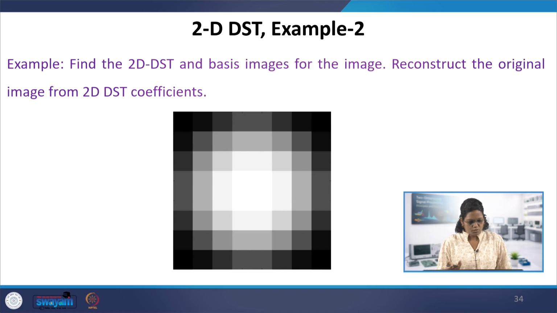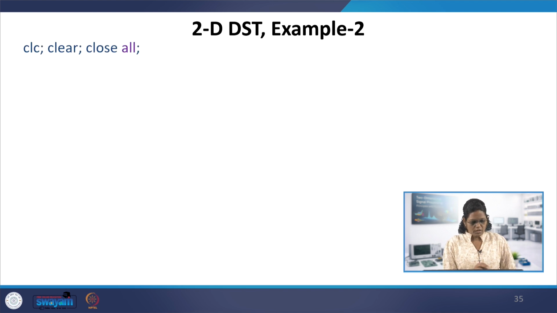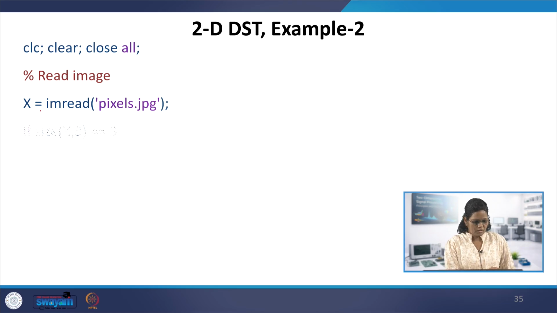So for example 2, suppose how do we get back this image? To define the 2D DST and basis images for this particular image, which has some values shown in black and gray, it's a gray image, not an RGB image, and reconstruct the original image from its 2D DST coefficients. We read the image, pixels.jpg, which is generated. imread is the function to read the image and get the data, and check the size of it, and then convert RGB to gray if needed.